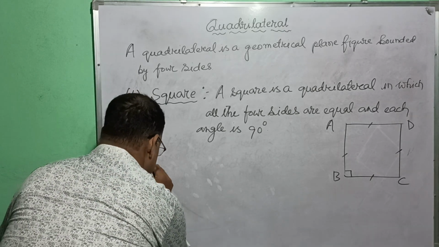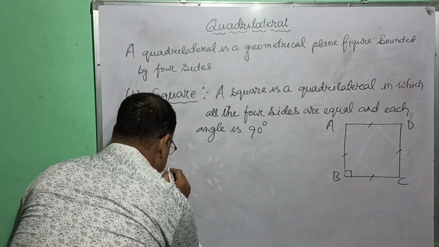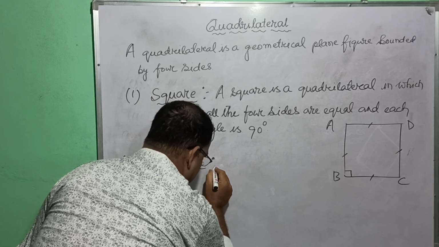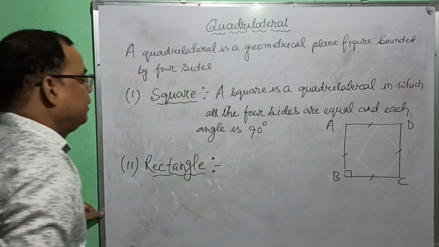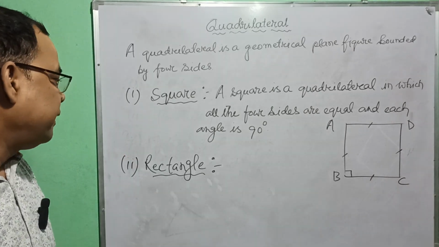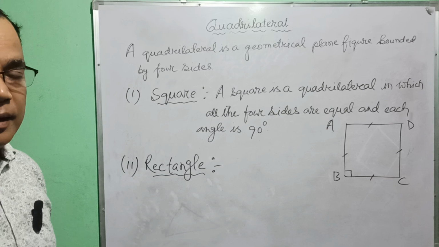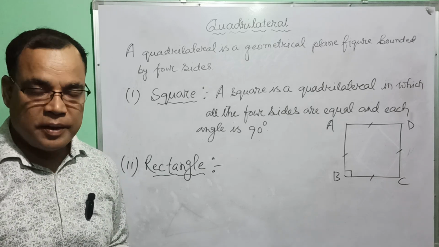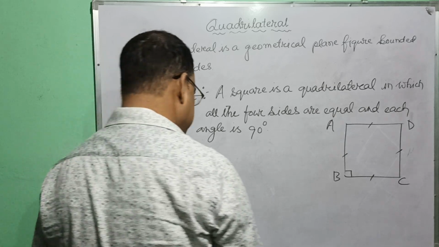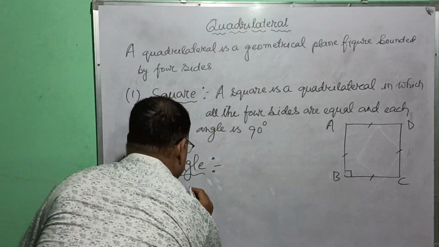So let me write rectangle. Then keeping the similarity, we can define a rectangle in this way. A rectangle is a quadrilateral in which opposite sides are equal and each angle is 90 degree. So we can write it in the similar way.